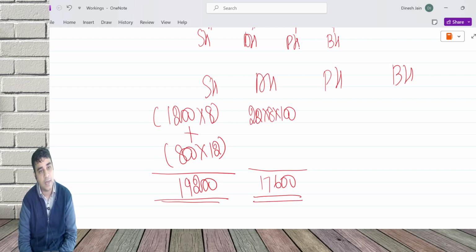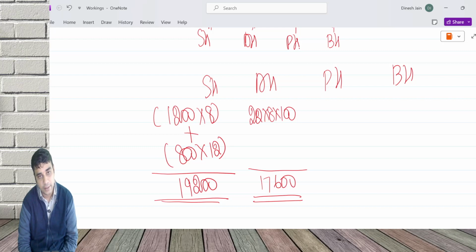I'll come to possible hours in a minute. We'll write that later, because I have to form an equation for that. What is budgeted hours? How much is the budgeted hours?